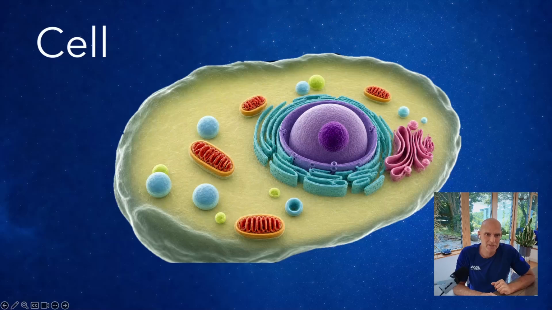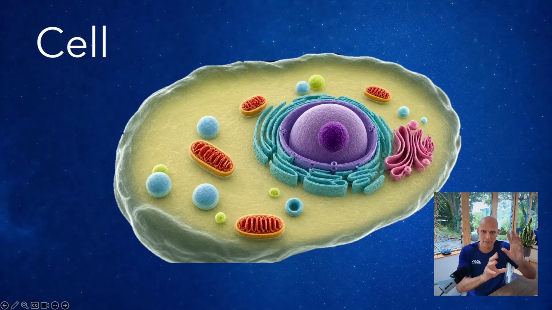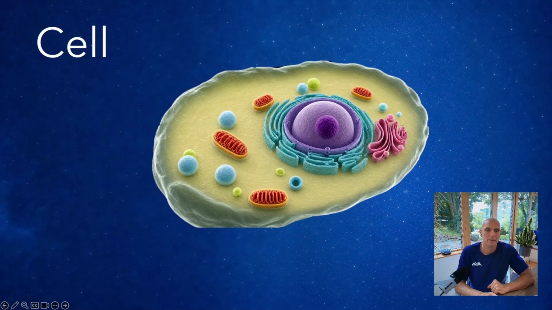Let's just take the contents of a cell. This is a cell. We have trillions of cells around the human body. If you're healing something in the body, then the chances are there's going to be cells involved. Not everything's made of cells, mind you, but pretty much most stuff in the body is made of cells. And this is just a bog standard cell and its contents.